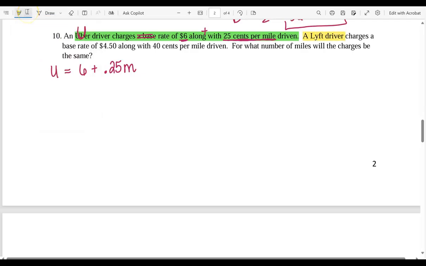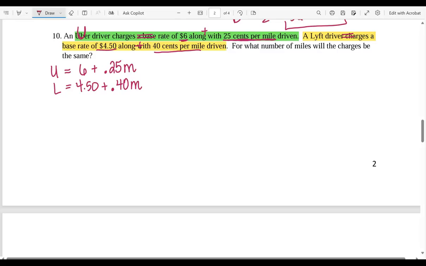Now I have a new sentence. Lyft charges a base rate of $4.50 with 40 cents per mile. Following that same process, Lyft charges or equals $4.50 along with 40 cents per mile. So 40 cents is 0.40, and I'm going to connect it to my mileage.